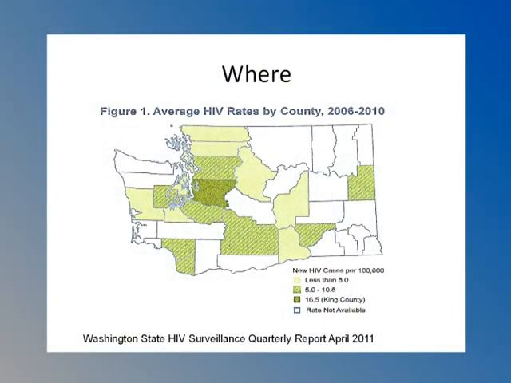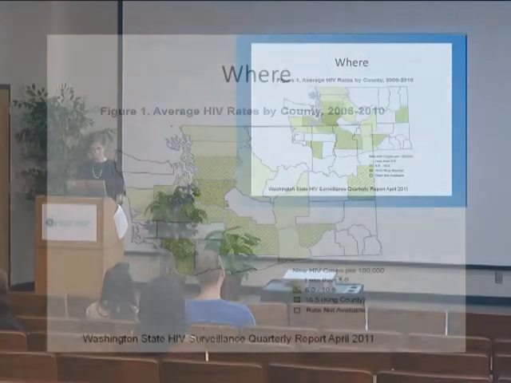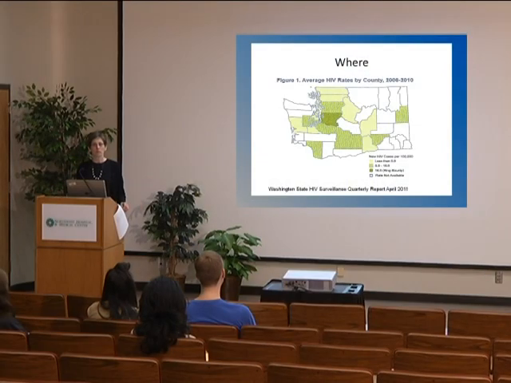Okay, so where is it in the state? This is not going to be a big surprise. In the middle is King County. Snohomish and Pierce also have a large population, and then it sort of drops off the farther you get from Seattle.